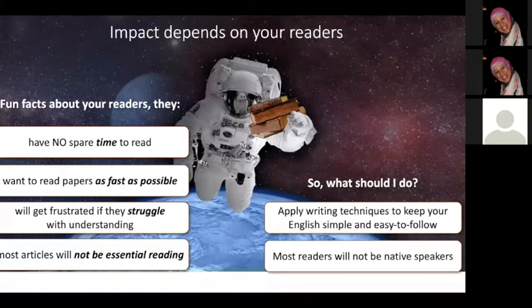So people want to gain access to content. They want to read papers as fast as possible. And of course, people get frustrated if they struggle with understanding the work that you write, the papers that you put out there, the work that you publish. So many of the articles that people write, a lot of the work that people see every day in their feeds, in their streams of papers to have a look at, many of those articles are not going to be essential reading.